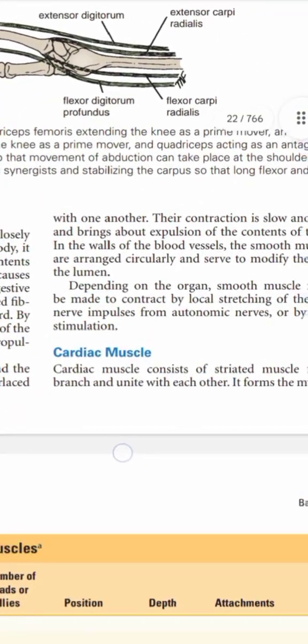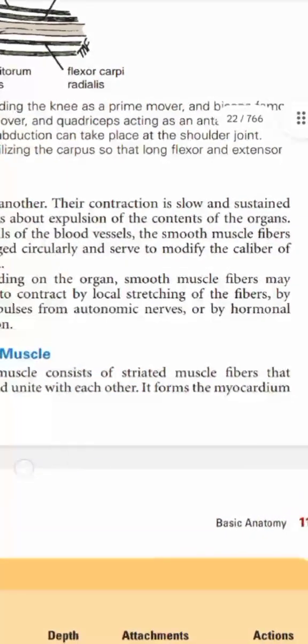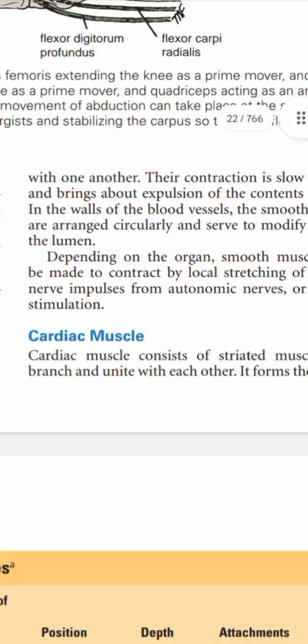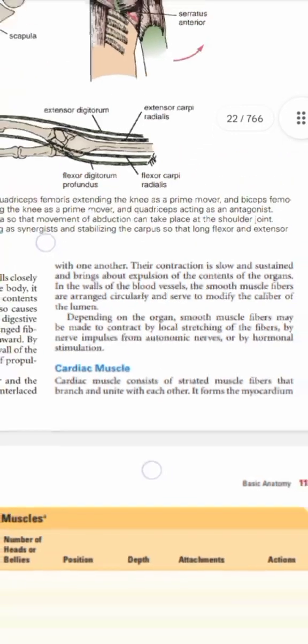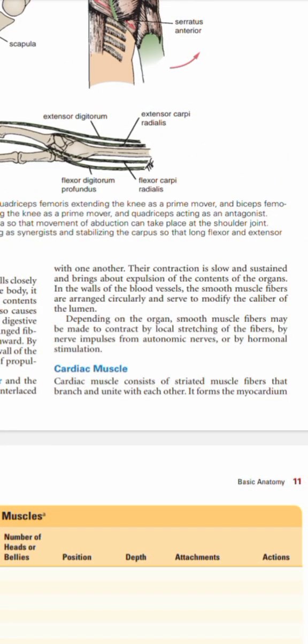Cardiac muscle. Cardiac muscle consists of striated muscle fibers that branch and unite with each other. It forms the myocardium.